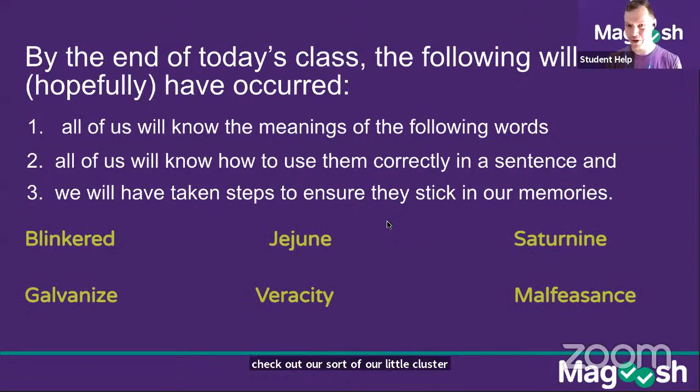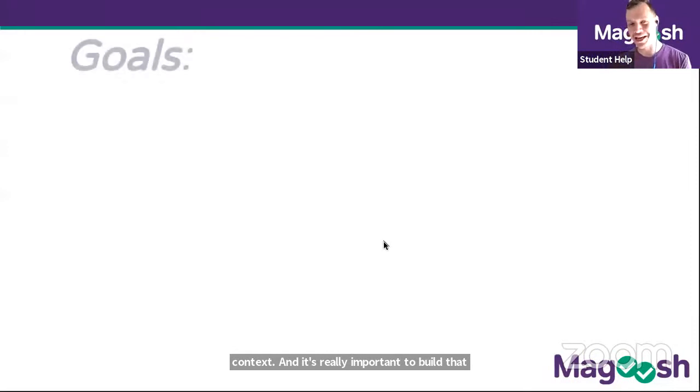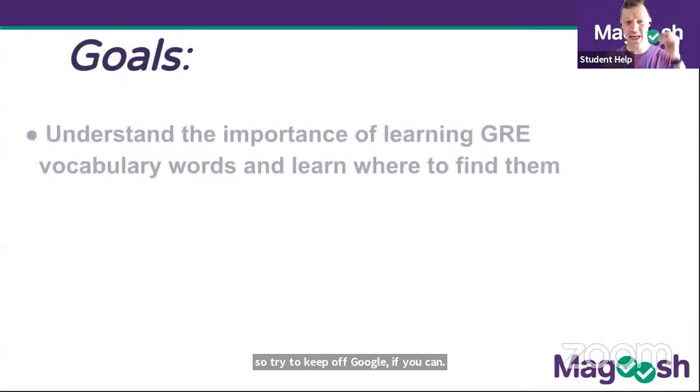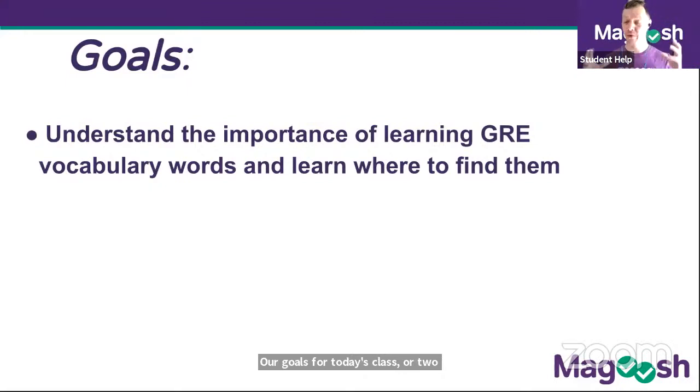Now, maybe some of these are familiar, maybe not. They're all high quality GRE words. There's also going to be some bonus words throughout today's class, so keep your eyes open for those. I want to call out as well, do the best you can to refrain from Googling definitions during class. Treat this like a real GRE test where you're not going to have that tool. You're going to learn new words, but we're going to do that partially through context, and it's really important to build that skill. So try to keep off Google if you can. Our goals for today's class are to understand the importance of learning vocab words and learn where to find them.